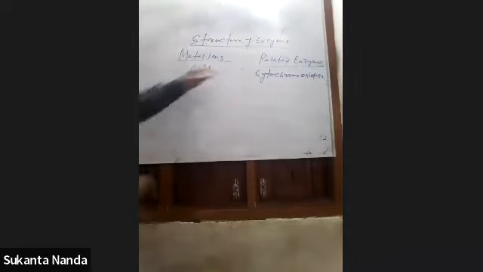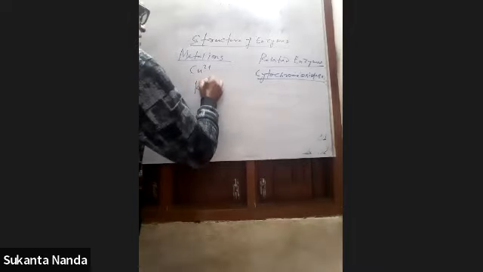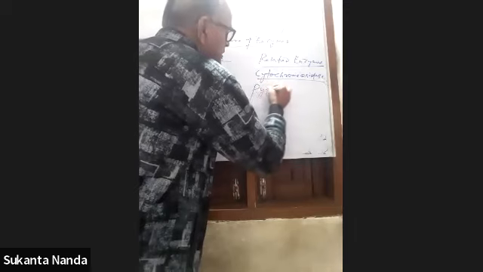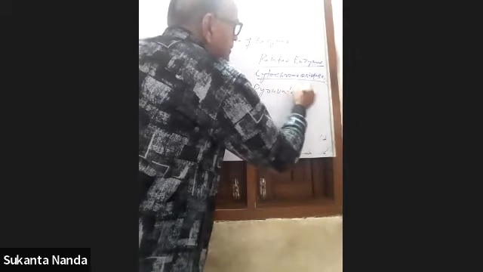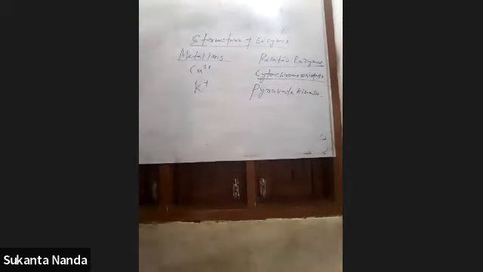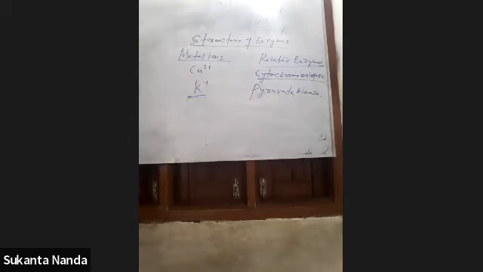Oxidase. Okay, that is copper. The copper-related enzyme is cytochrome oxidase. Then after copper, we come to potassium. Potassium relates to pyruvate kinase. Potassium, that is K plus, that is pyruvate kinase.